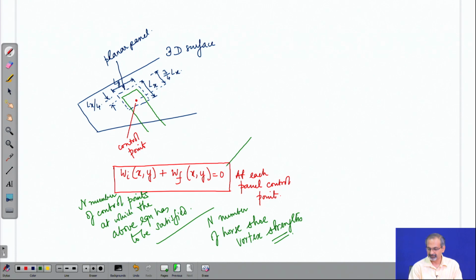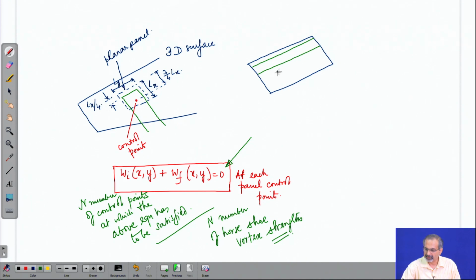By having discrete forms of these equations applied. So, finally, when you have the entire wing, then there will be a kind of a lattice structure of horseshoe vortices which will be visible to you. That is why we name the method as vortex lattice method. So, this is the way you would end up discretizing the entire plan form.